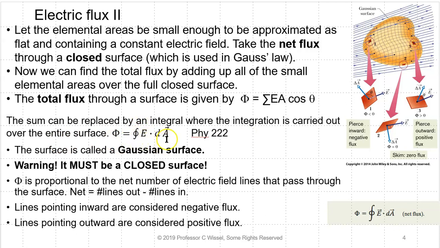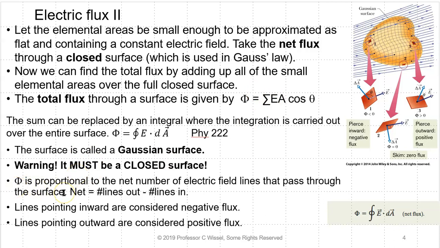Now, A, of course, is a vector. Note the dot product is associated with a cosine. This would be for Physics 222 students, or calculus-based physics students. Most of the time, we don't need this. Most of the time, we just use this. But the surface is called a Gaussian surface. It must be a closed surface.